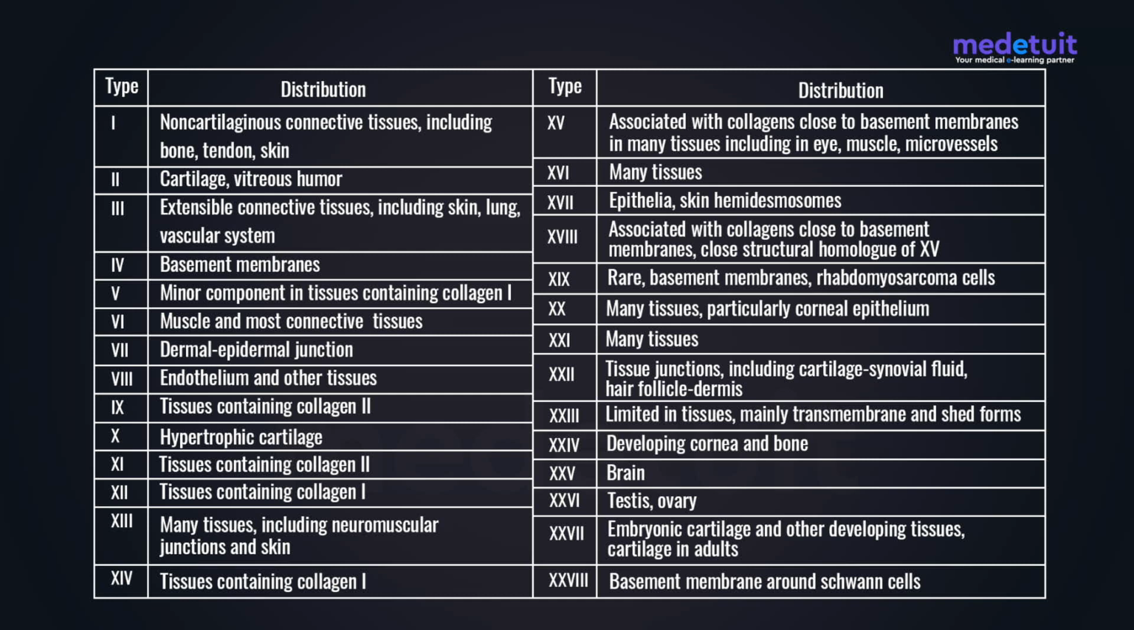So, the type 1 collagen is the most abundant form seen in the connective tissues in almost all regions of our body. The type 2 is mainly seen in cartilage and vitreous humor. Type 3 is seen in skin, lung and vascular tissues, that which require more elasticity, and type 4 is seen in basement membranes.